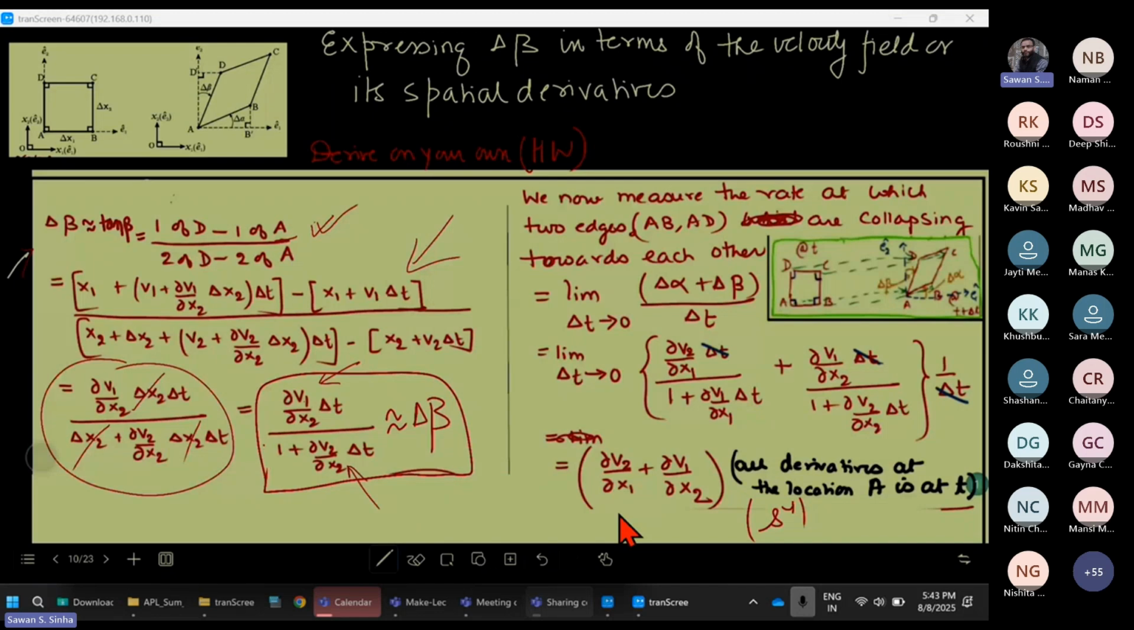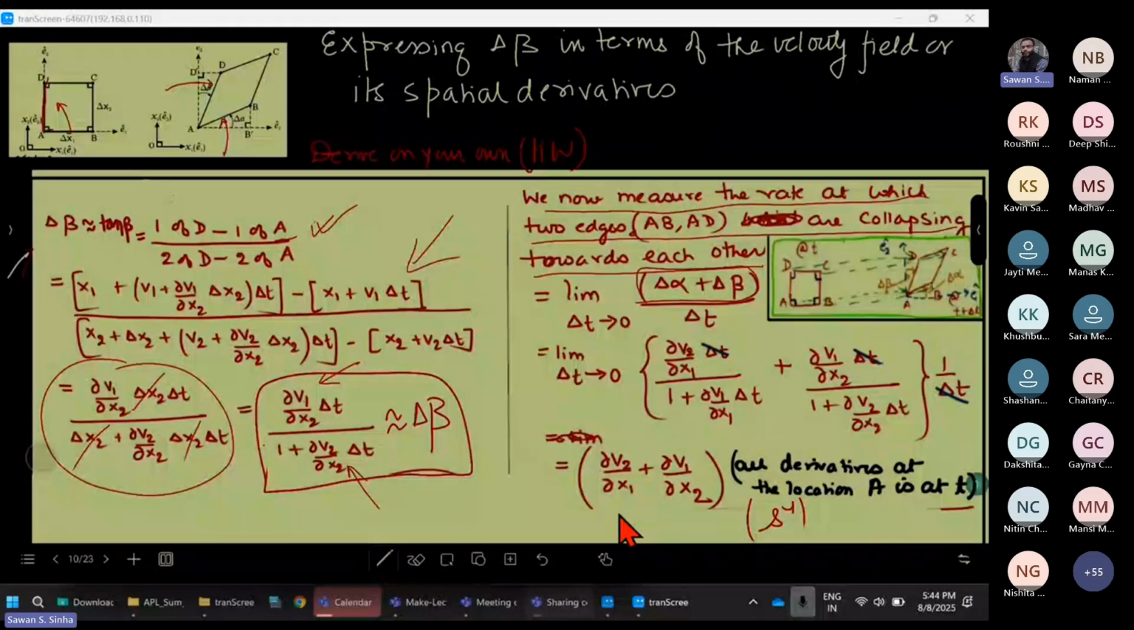So once we have these two expressions for delta alpha and delta beta, now I am going to work on this. We now measure the rate at which the two edges AB and AD are collapsing or moving towards each other. In other words, the departure from their original 90-degree angle. Both are contributing. It's not that AD just remained where it was and only AB was trying to reach AD. Not like that. Both are trying to reach towards each other. Both have tendency to come towards each other, and that's what is captured here by adding delta alpha and delta beta.